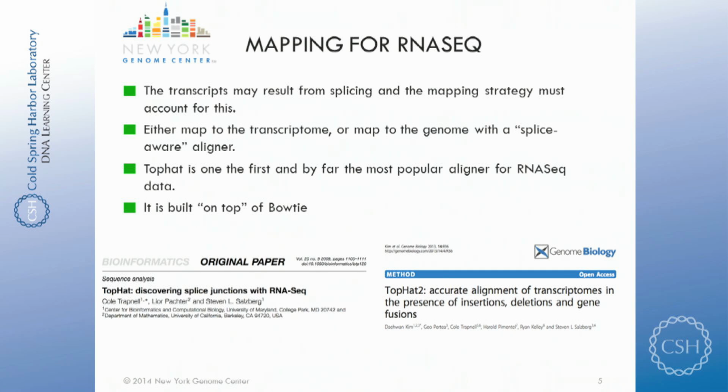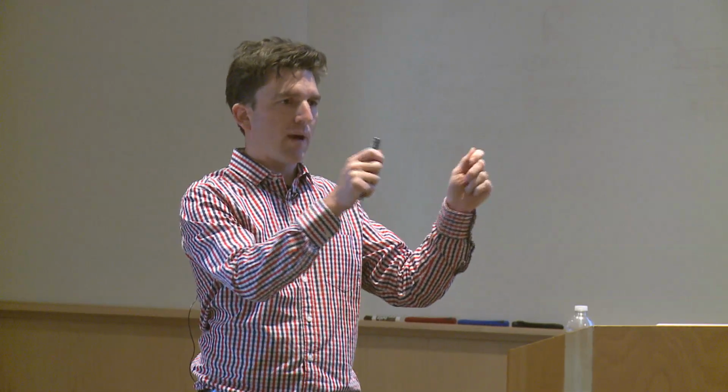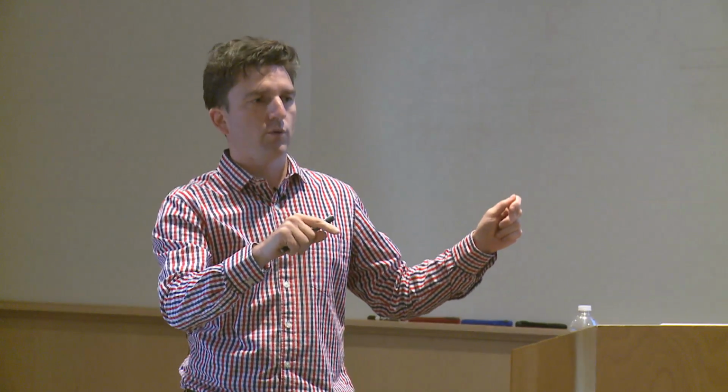We need to make sure that the fragment that is coming from a gene, from a transcript, can be mapped to the genomic location, allowing for large introns in between, a large intron in the middle, right? So there are two strategies.